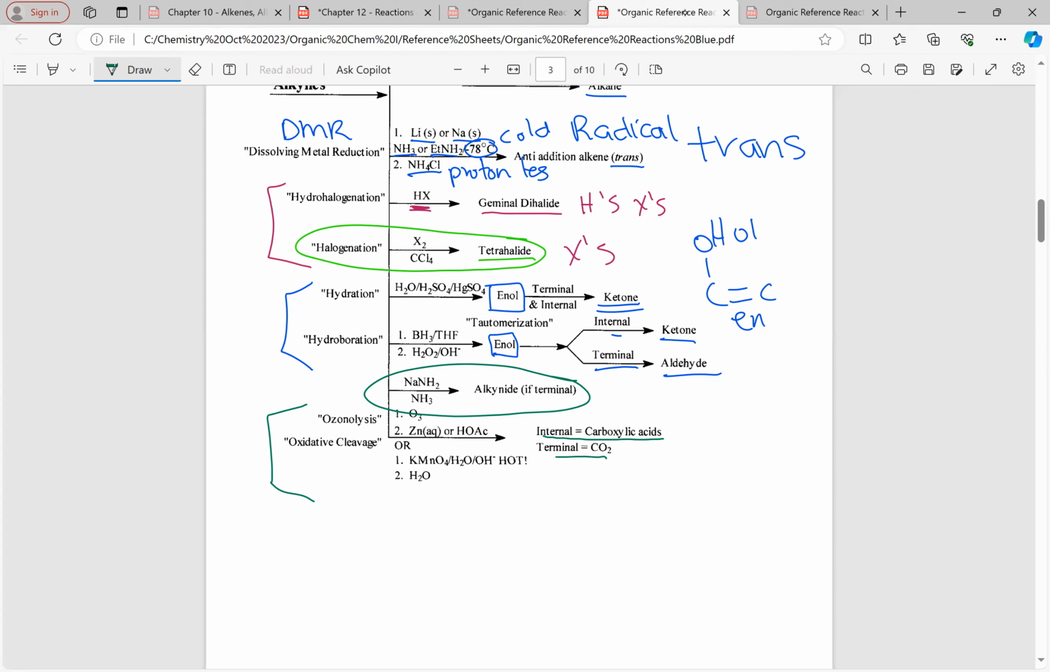The terminal, remember, would have this, and that can go on to be oxidized further into CO2. So for the alkynes, I tend to go all the way to the CO2. And that is actually a very short video, but that is the oxidative cleavage for the alkynes.